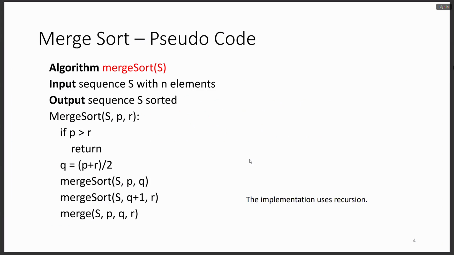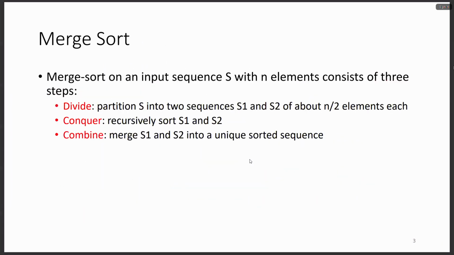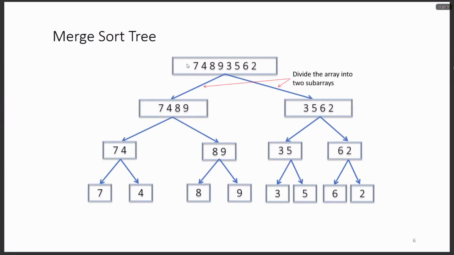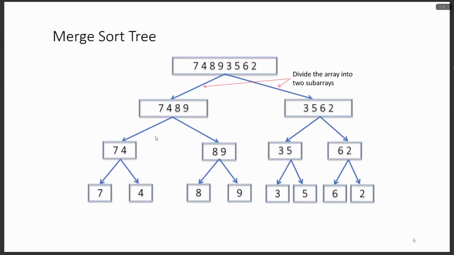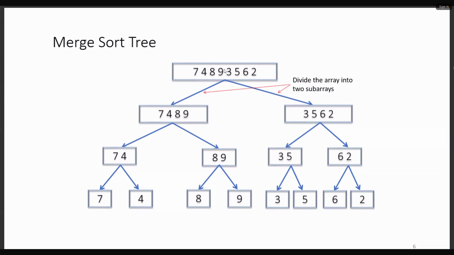Okay, so suppose we have a huge array, like let's say this is the array 7 4 8 9 and so on. Let's completely forget the bottom part, and let's consider our problem at hand. What is our problem? We have to sort an array. The array is 7 4 8 9 5 3 5 6 2. Those are the numbers we have to sort.